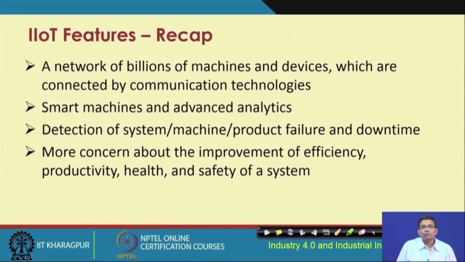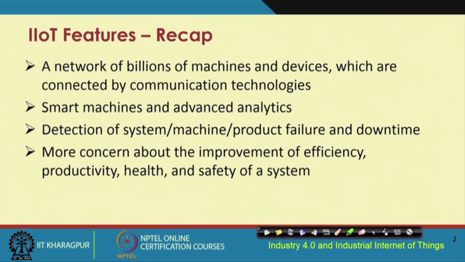These smart machines are also smart because they can detect by themselves if there is any failure at any point of time, or any failure in the production line, and also if there is any machine downtime or production downtime or anything like that. Everything will have to be detected on their own by these different smart systems, smart machines in these industries. So, we are talking about improvement of efficiency, productivity, health, safety, etc. of the systems. So, how can this be done?